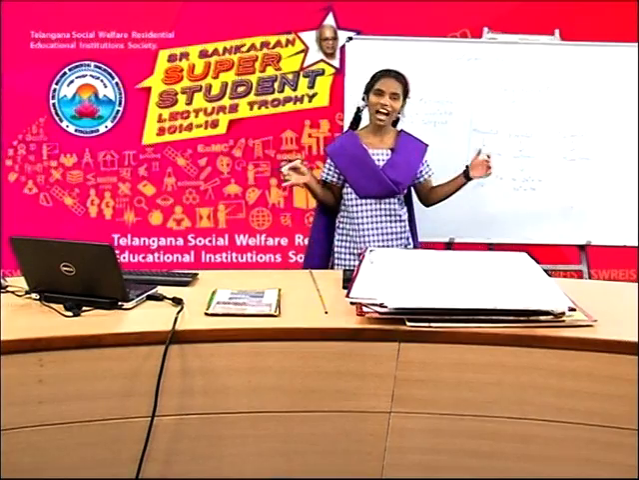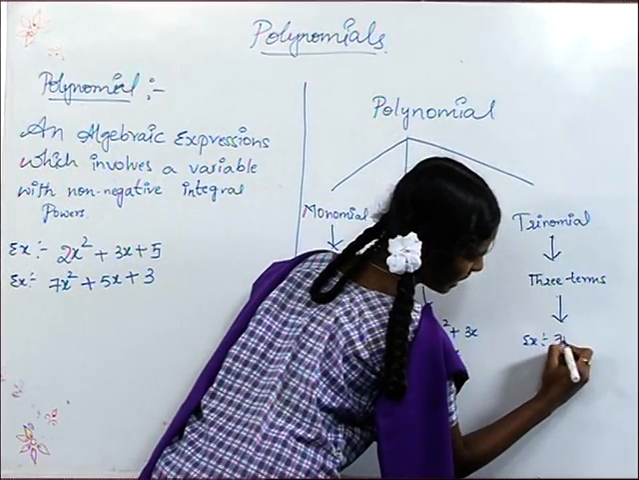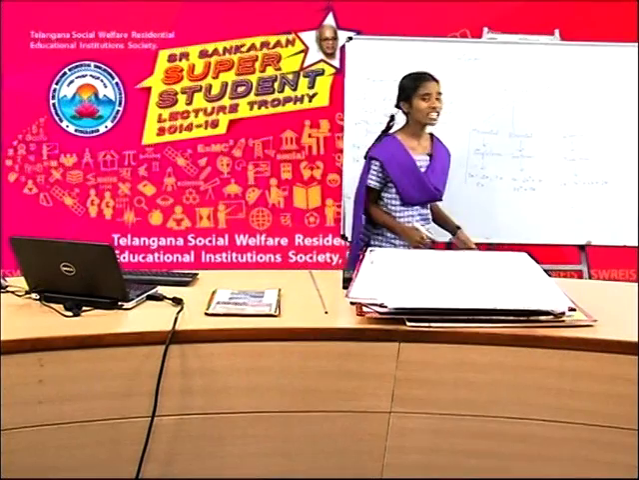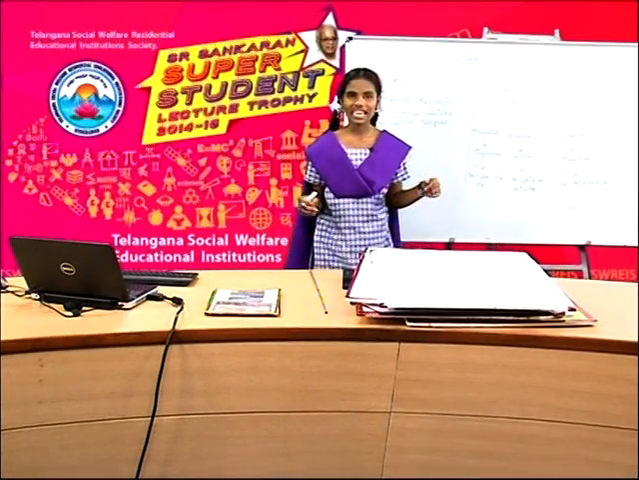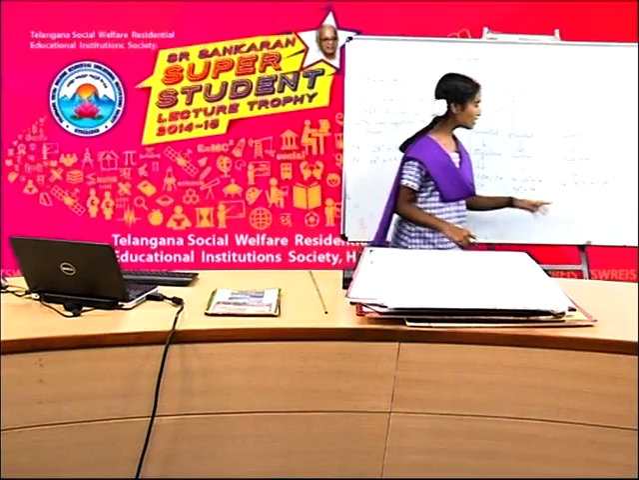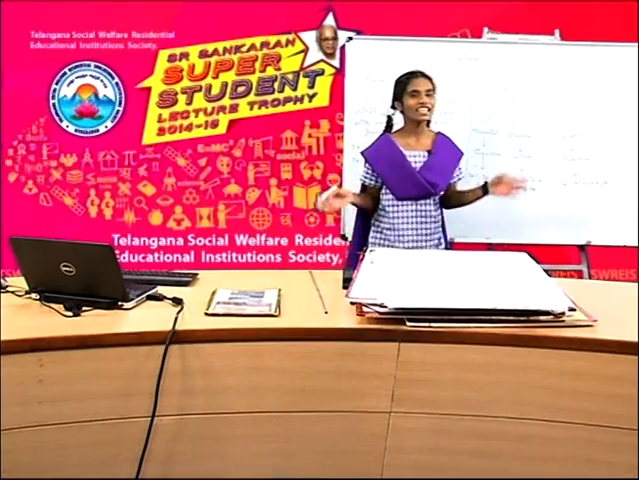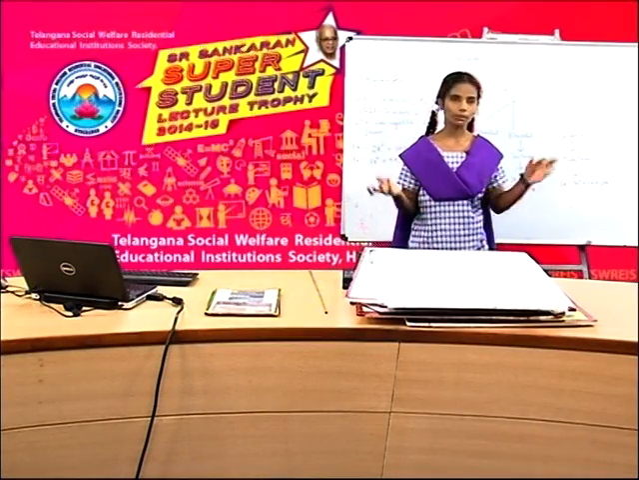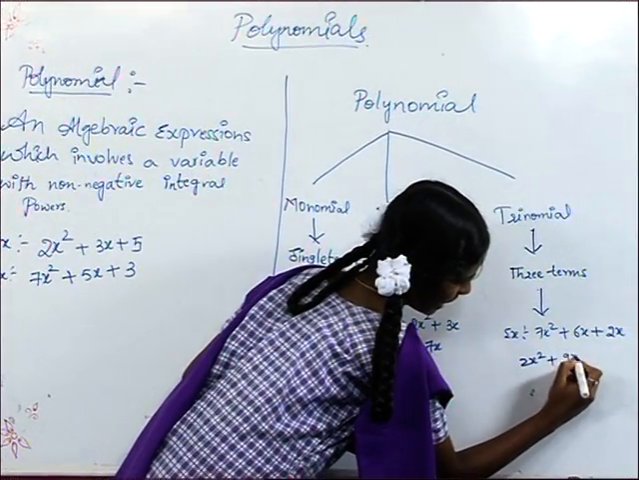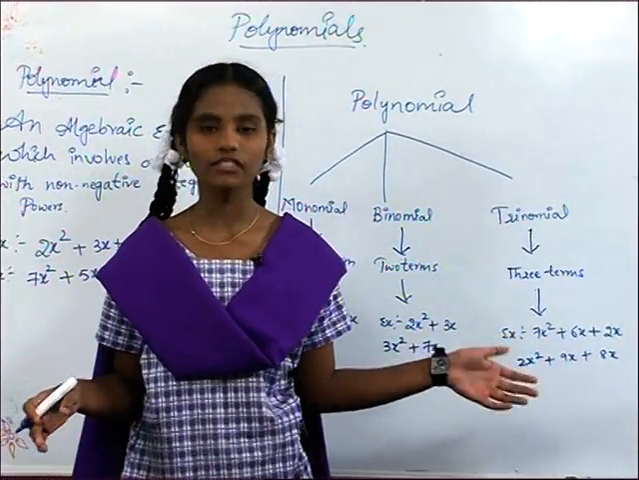For example of trinomial, 7x square plus 6x plus 2x. Friends, in this example there are three terms. First term is 7x square, second term is 6x and third term is 2x. So it is called a trinomial. And we can take one more example like 2x square plus 9x plus 8x. It is also an example of trinomial.